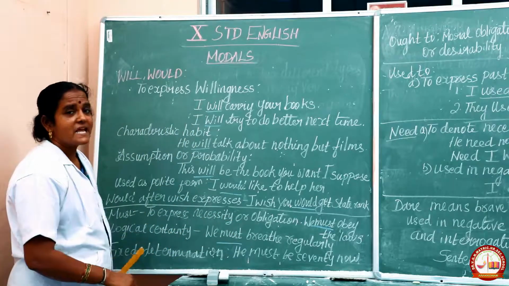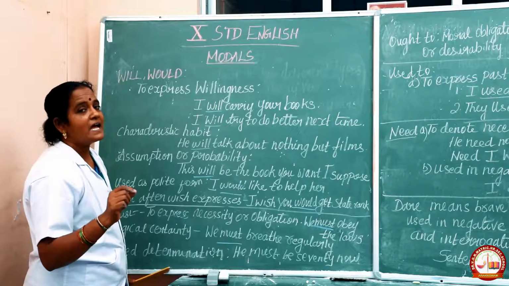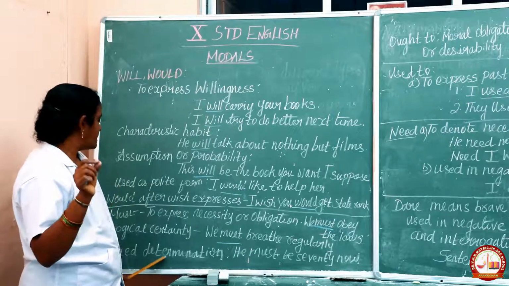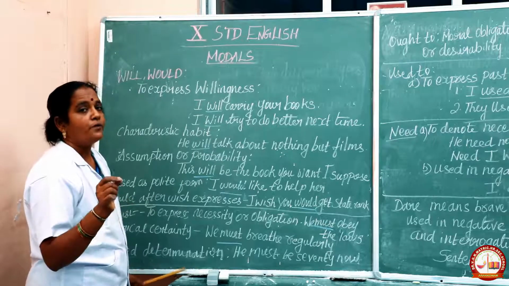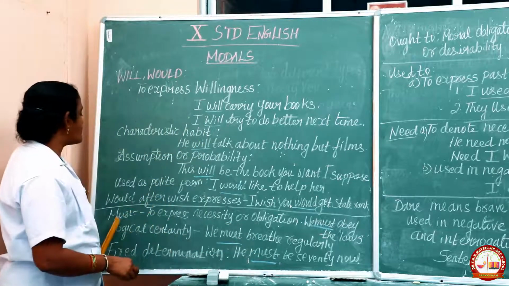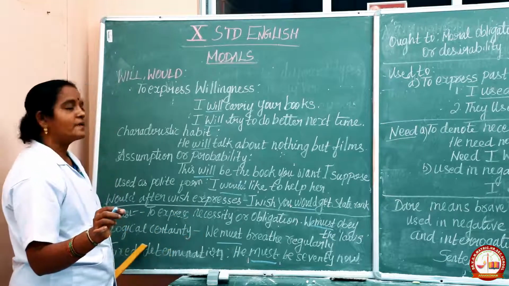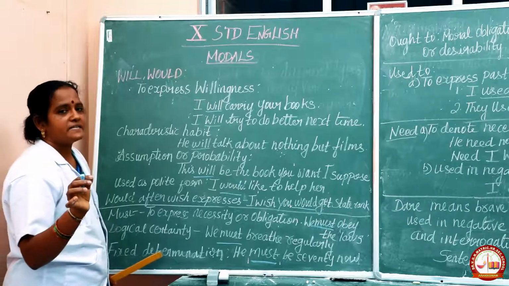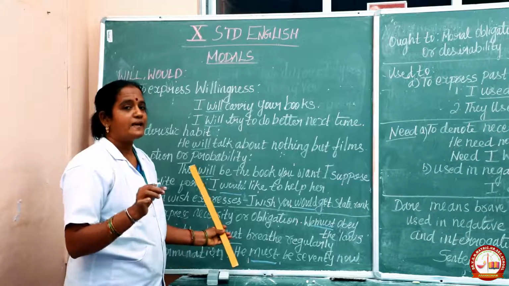And the next one is fixed determination. That means he must be 70 now. It is a determination only and it is a fixed one. Definitely he would be 70. He must be 70 now. For this also we use must. These are the uses of must: to express necessity or obligation, logical certainty, and fixed determination. Now, till this we saw 9 modals.